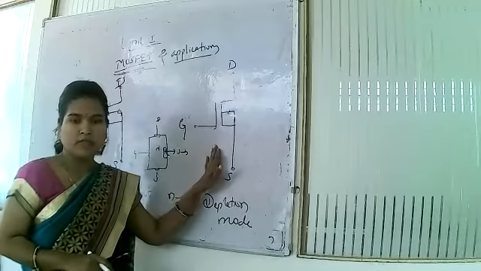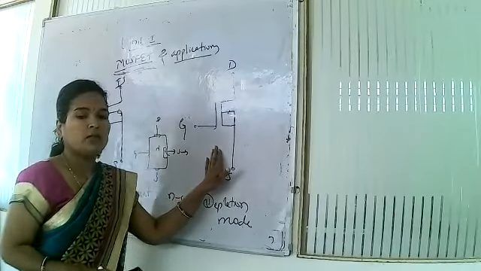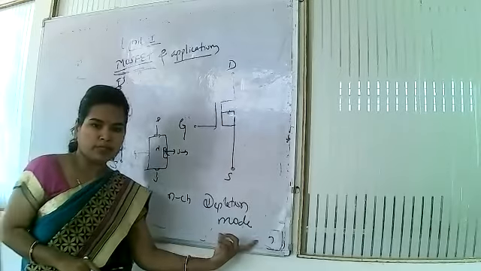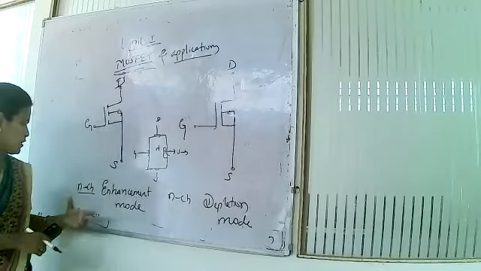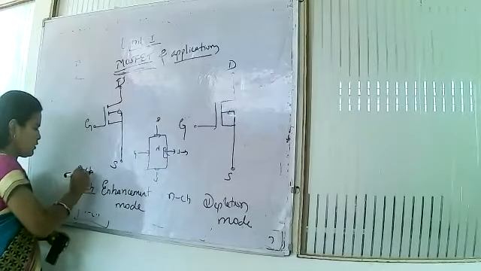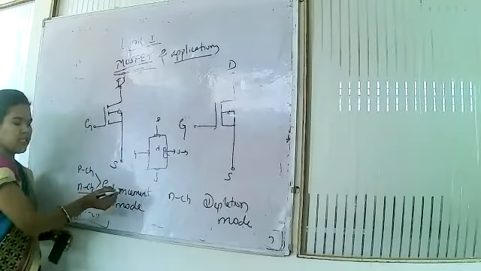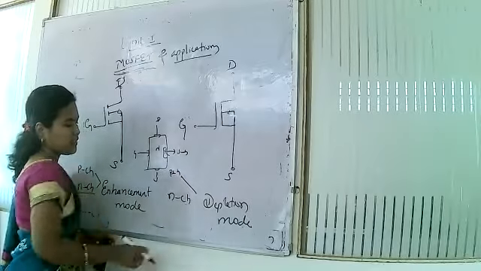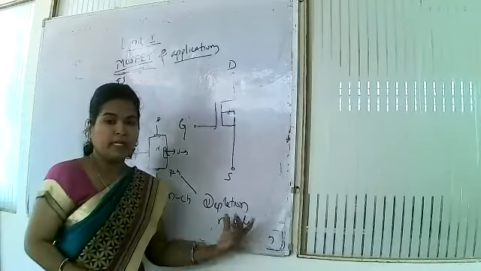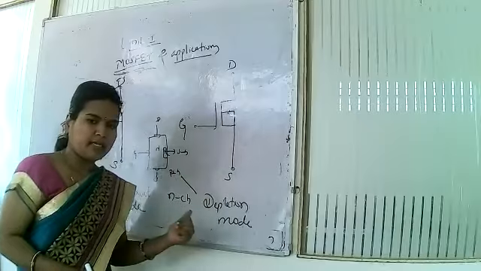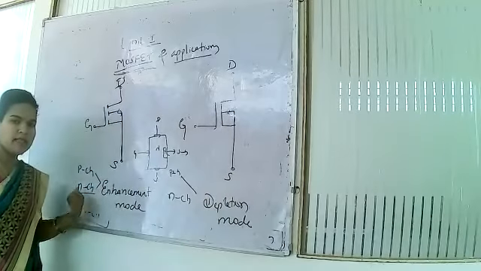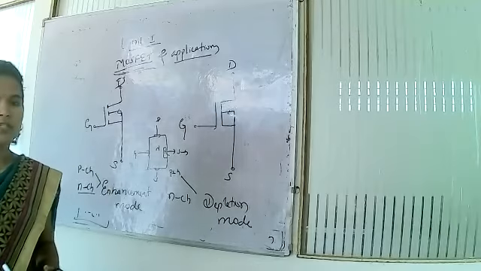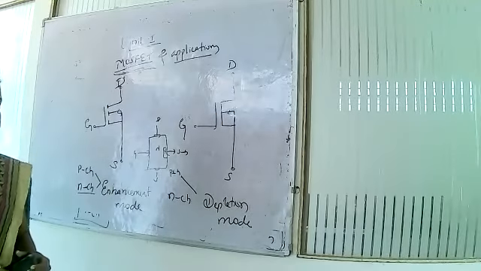And we have studied the classification of the MOSFET. What are the two types of MOSFETs? Enhancement mode and depletion mode. What are the types in the MOSFET? It is P channel enhancement mode, N channel enhancement mode, and in the depletion mode, P and N channel. So this is the introduction regarding the MOSFET.